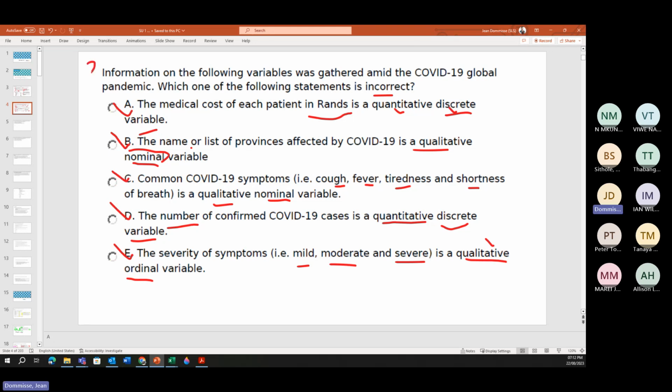Okay, so this nearly looks like it's definitely not a that is one answer. So this seems like one of those that is actually, seems like all of them are correct. Medical cost in rands. So if it's rands, it is 1 rand, 10 rand, 100 rand, 50 rand.